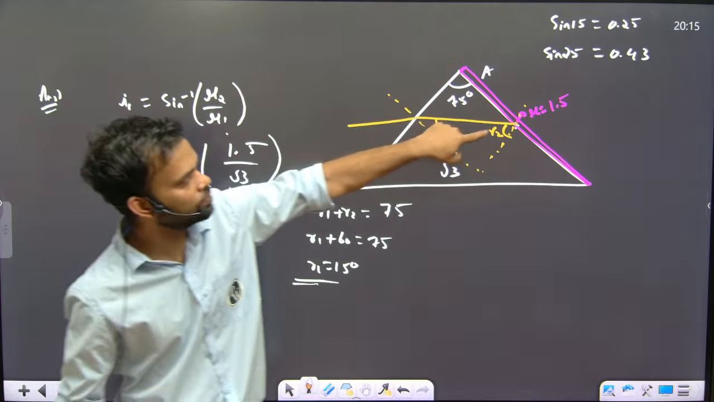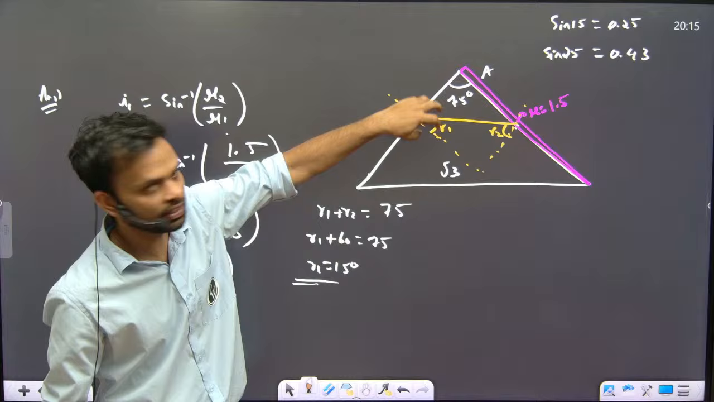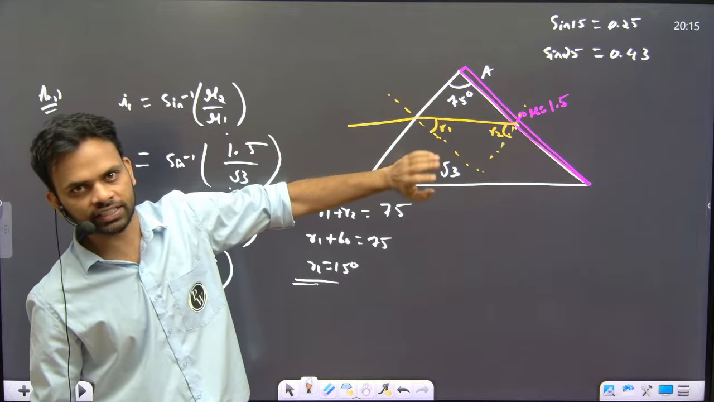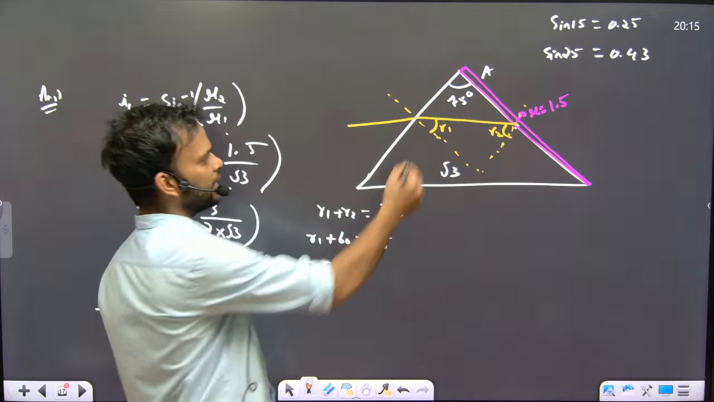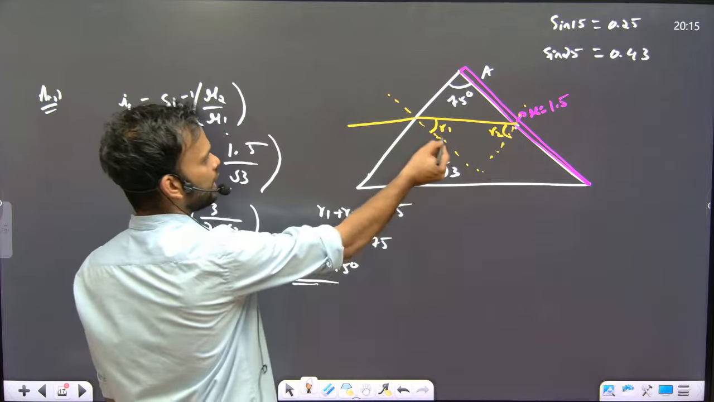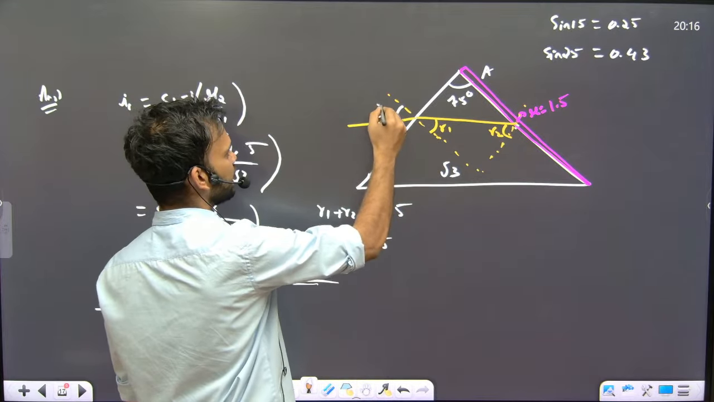But the logic is this has to be more than 60. Right. So this has to be less than 15. I'm taking a boundary condition here. Let me take it as 15. So for this 15, what is the angle of incidence he's asking? He's asking you this angle.